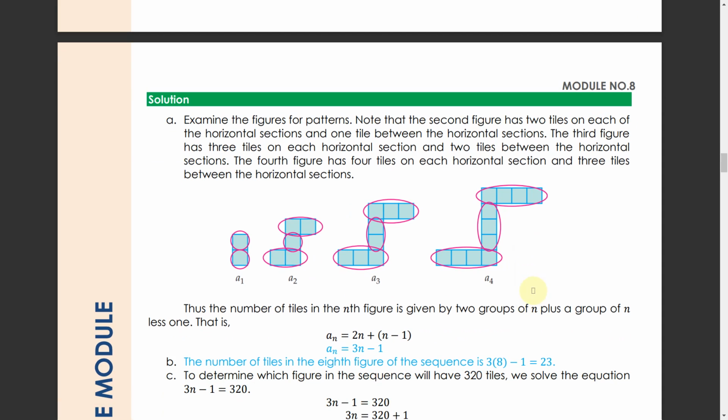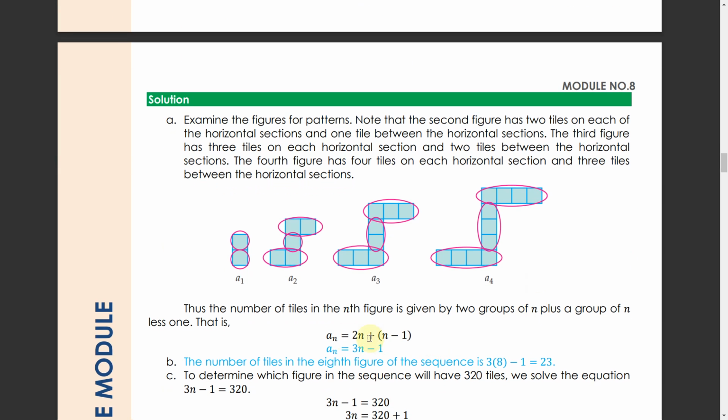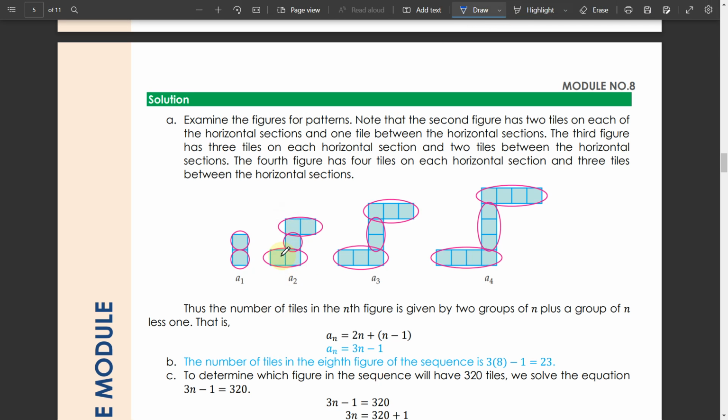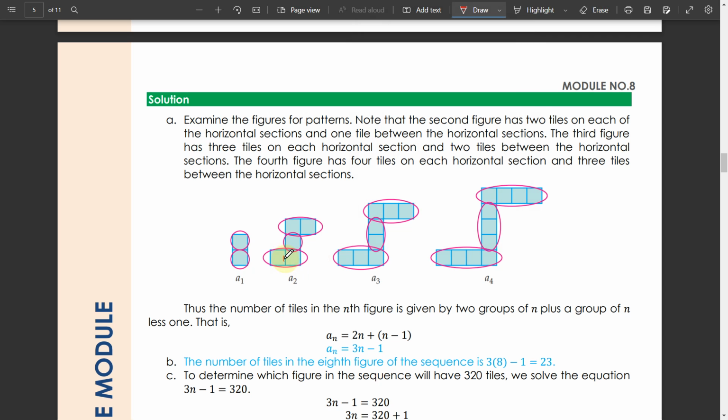So how do we build the nth term formula? Thus, the number of tiles in the nth term is given by two groups. What is the first group? That is your n, plus the n less than 1. Why n? These two horizontal rows, this is our n. I will color this, this is our n, and this is still not clear.